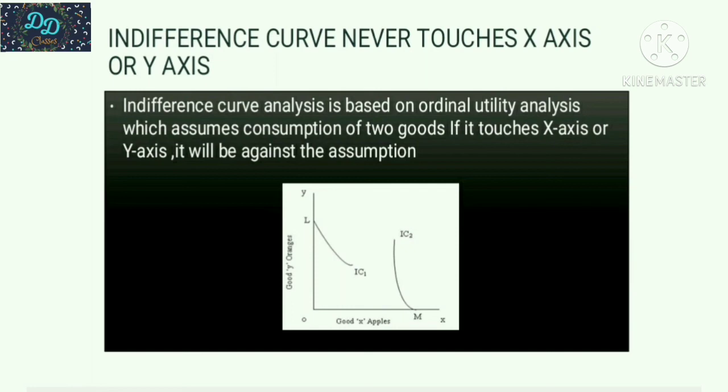So what are the 5 properties of indifference curve? First, an indifference curve slopes downward. Next, it is convex to the origin. Third, higher level of satisfaction. Fourth, curves never intersect each other. And fifth, an indifference curve never touches the x-axis or y-axis. I hope you all understand the properties of indifference curve.